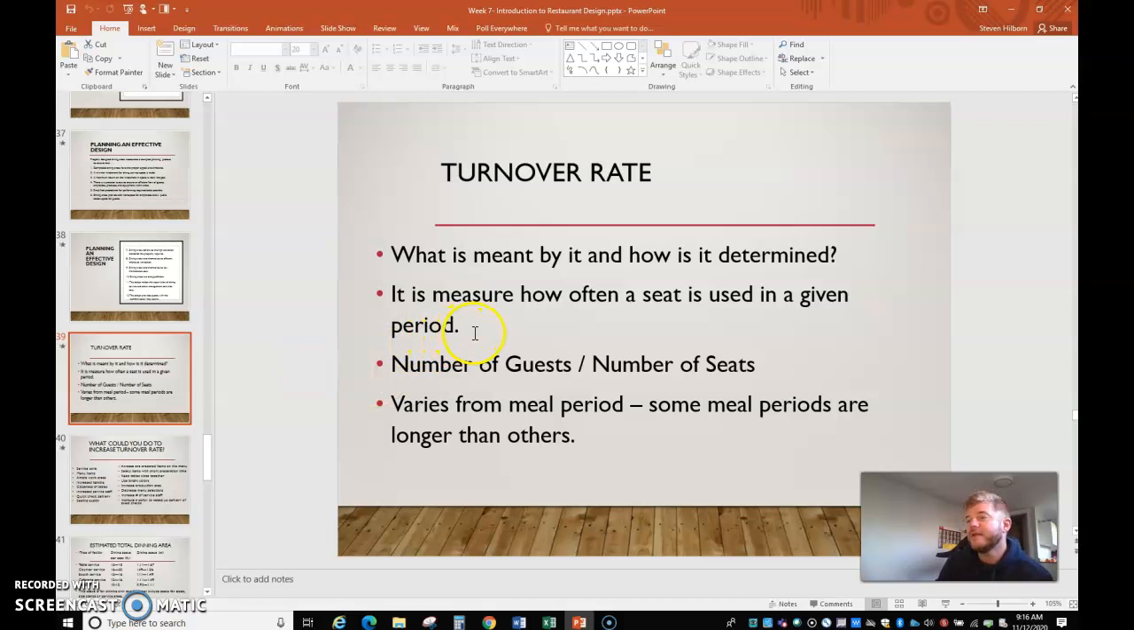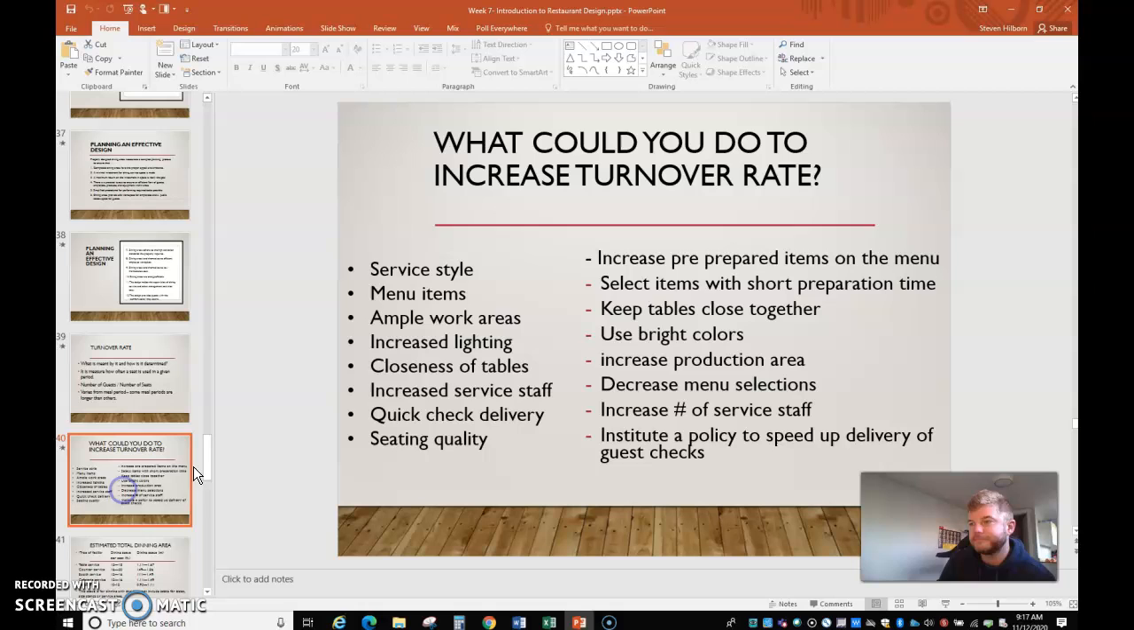So it is a formula, like many things in this course. Finding out your turnover rate is the number of guests divided by the number of seats in your restaurant. These will vary by meal period, lunch being a faster turnover than dinner. And fast food or fast casual have a very quick turnover, versus fine dining, which usually takes a few hours.